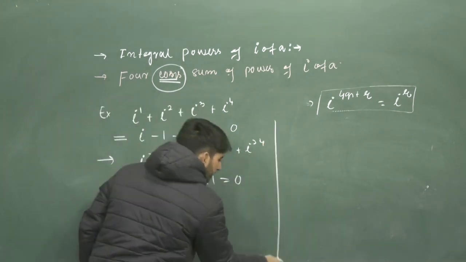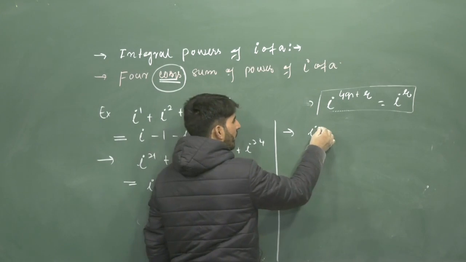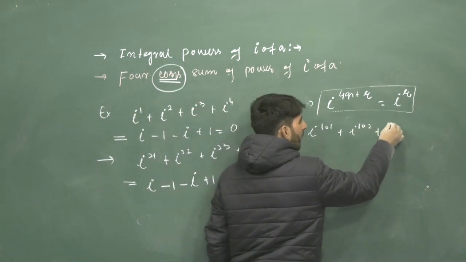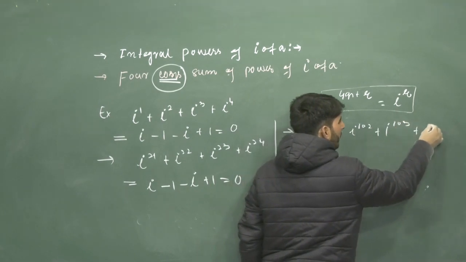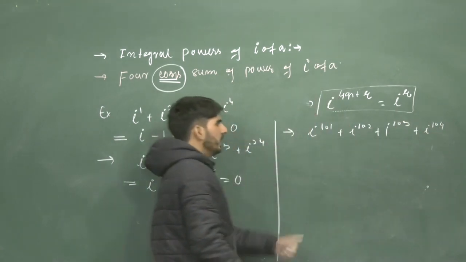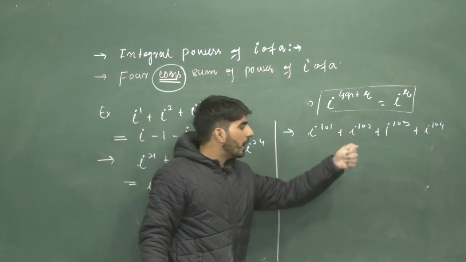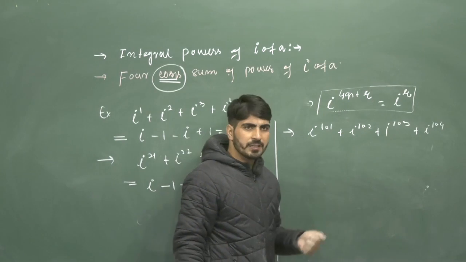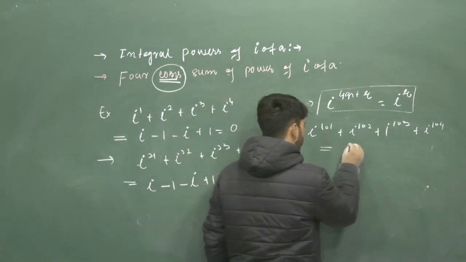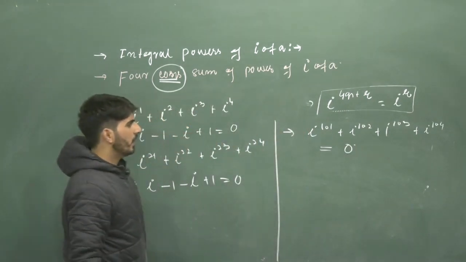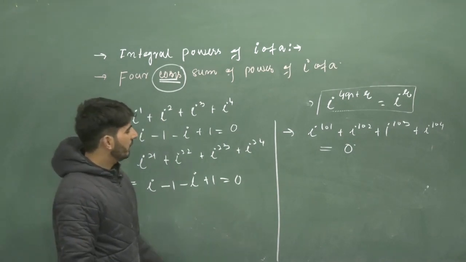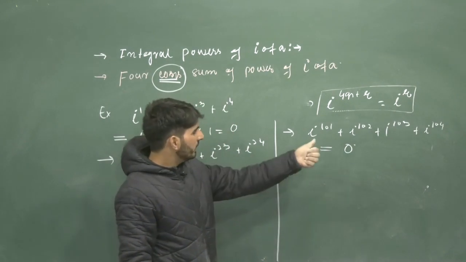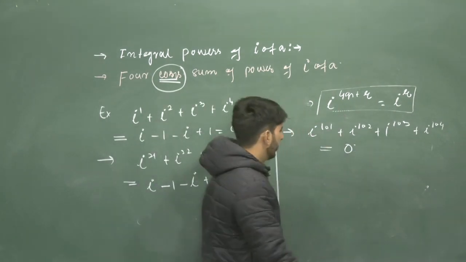Now if we do this example, iota power 101 plus iota power 102 plus iota power 103 plus iota power 104, these are consecutive integral powers of iota: 101, 102, 103, 104. Thus we can directly put 0. So the sum of these powers, iota power 101 till iota power 104, is 0.